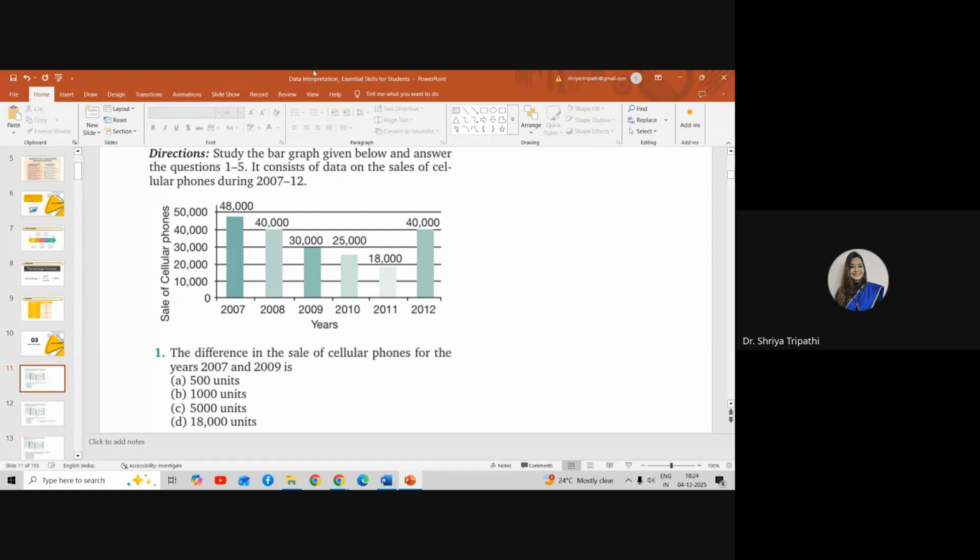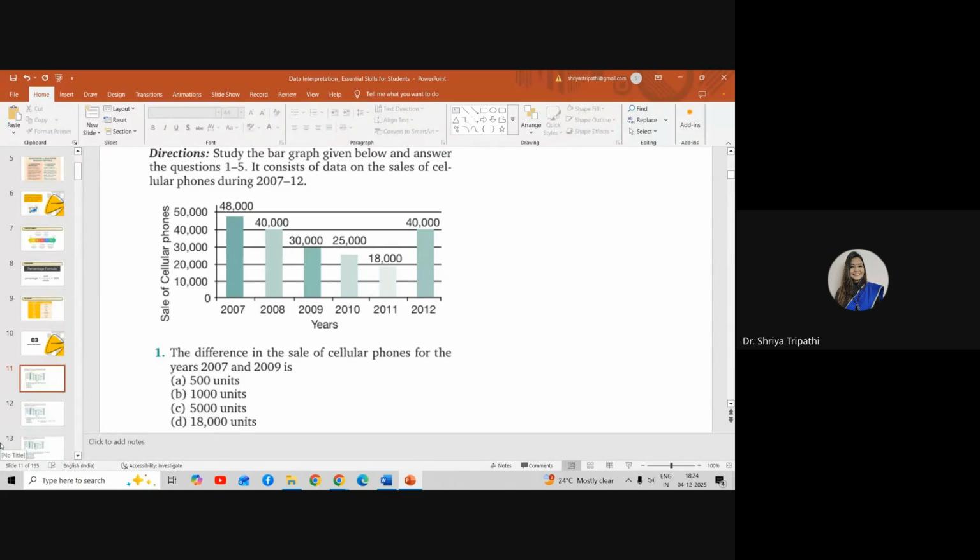Okay, good, we have answers coming in. Next thing, this 48,000, 40,000, 30,000, we call these labels. In many questions you will find this; in others you will have to refer to the y-axis and then see that. Okay, we'll start with the easy ones.